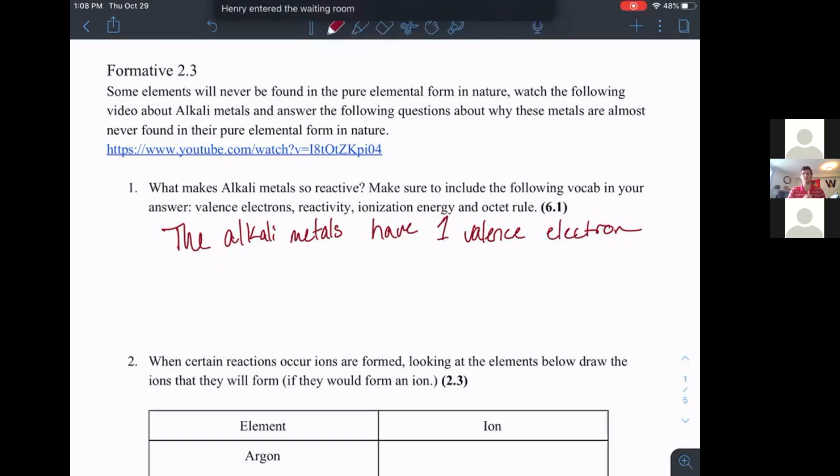And then that octet rule stating that every element wants to have 8 valence electrons. The alkali metals only have to lose 1 valence electron to fill that rule, which makes them super reactive, which is why they're going to explode with water, because they're going to be quick to lose that 1 valence electron. Are there questions on that one?